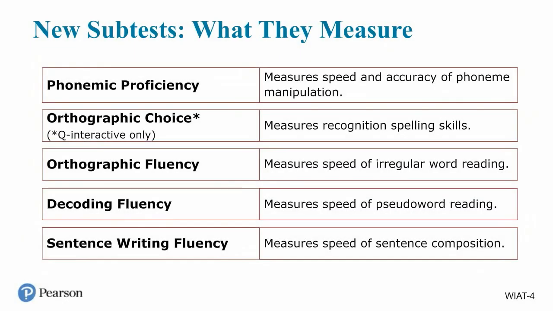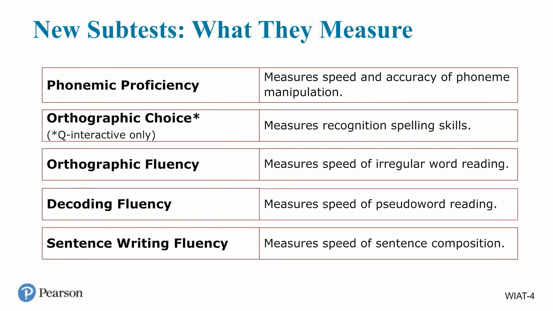Let's take a closer look at the 5 new subtests on the WIAT-4. Phonemic proficiency and orthographic choice provide important information to help differentiate subtype of reading and writing difficulties. For phonemic proficiency, examinees respond orally to items that require manipulation of the sounds within words. For orthographic choice, examinees are asked to view 3 choices of letter strings that sound alike and then touch the one that is spelled correctly. This subtest is only available on Q Interactive.